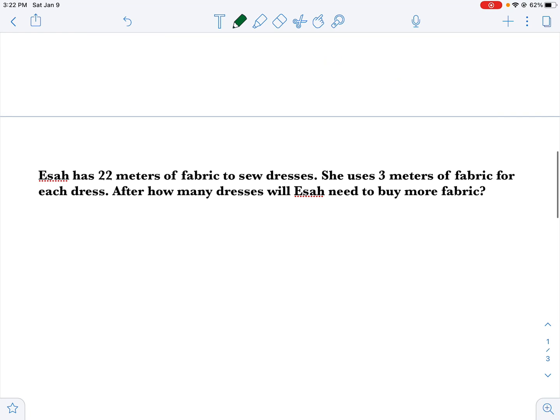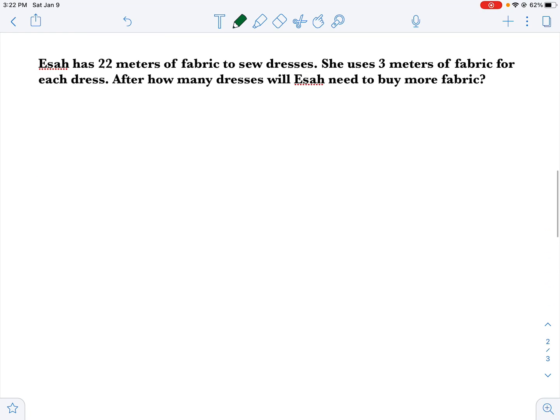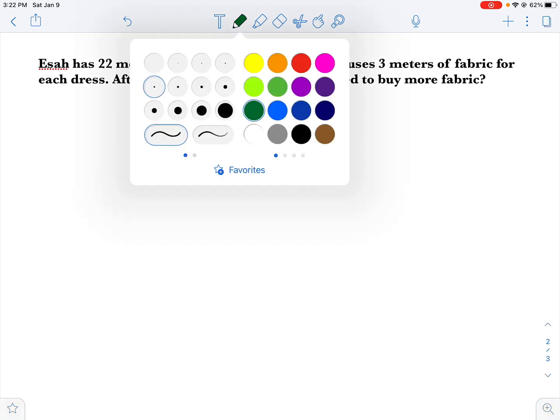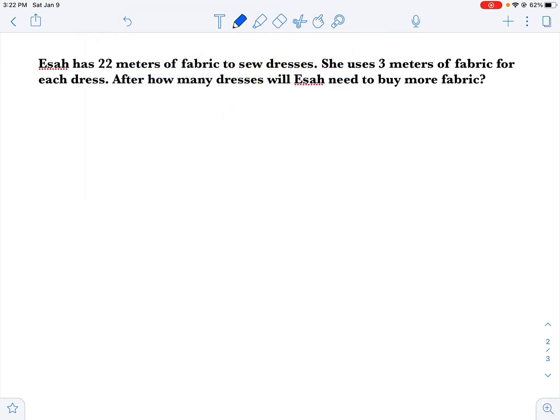Okay, let's take a look at one final one. Isa has 22 meters of fabric to sew dresses. She uses 3 meters of fabric for each dress. After how many dresses will Isa need to buy more fabric? All right, well, let's get our 22 meters of fabric. I'm just going to use X's this time. Why not? And it says she uses 3 meters for each dress. So I'm going to put them in groups or rows of 3 to start with.